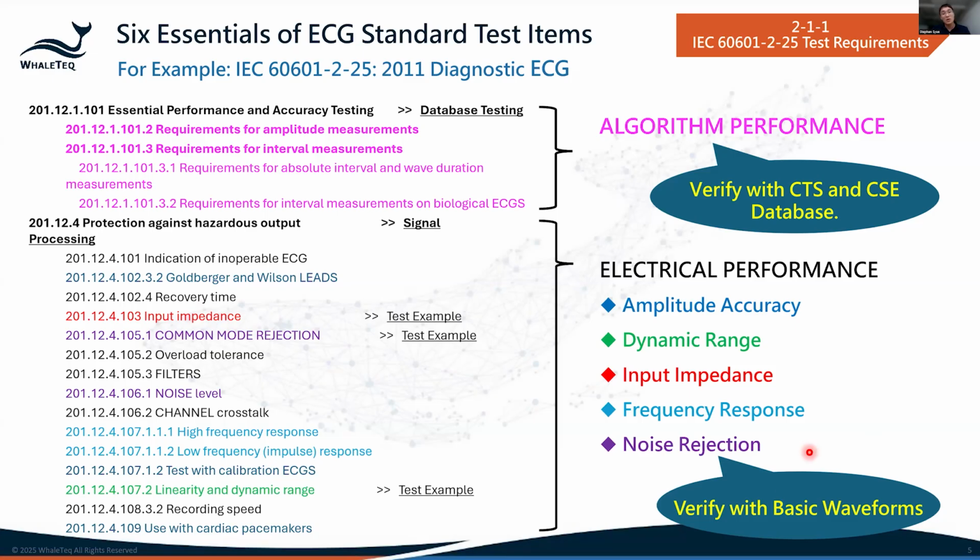The last is noise rejection. The real world is noisy, and this essential tests the hardware's ability to reject internal noise generated in your ECG circuit, and also external mains power noise. So those are the six pillars we need to take care of: one is your algorithm, and five are for your electrical hardware. Now the question is, how do we test all these efficiently? Let's move to a solution.